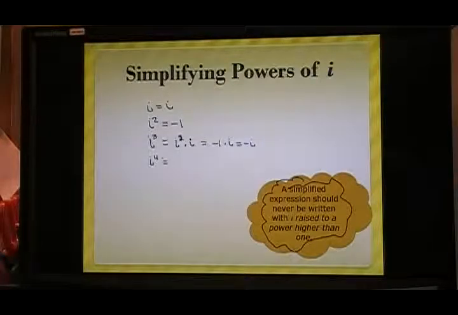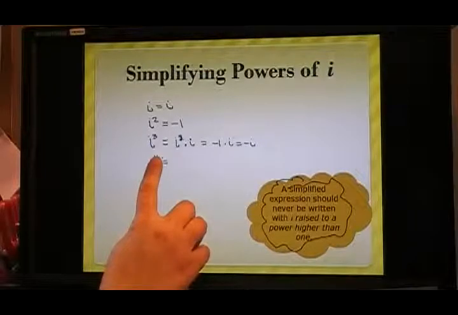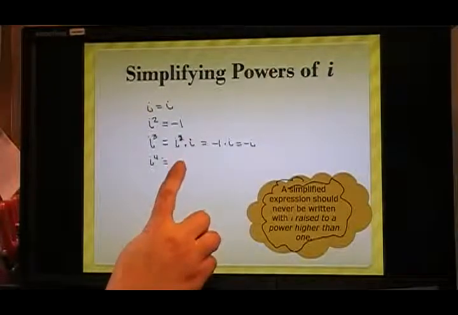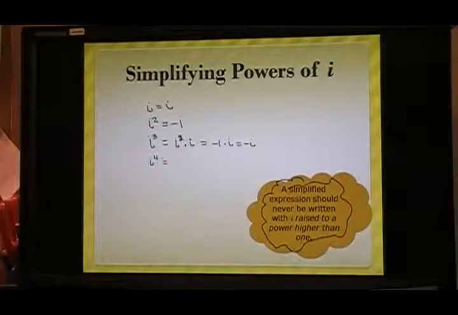So i to the fourth, you can do i squared times i squared, because 2 plus 2 is 4. You can also do i to the third times i, because 3 plus 1 is 4. Either way, you're going to get the same thing.